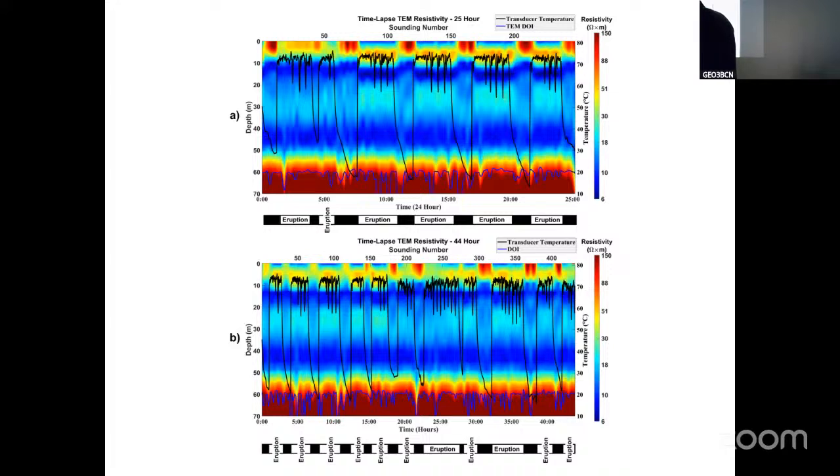The black line represents a temperature curve. So we put a water temperature sensor in the outflow of the geyser. Every time Spouter was going off and releasing water to the surface, we were measuring basically 80-degree water, well, 70-degree water, right?